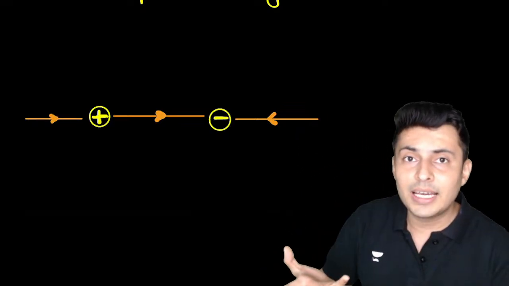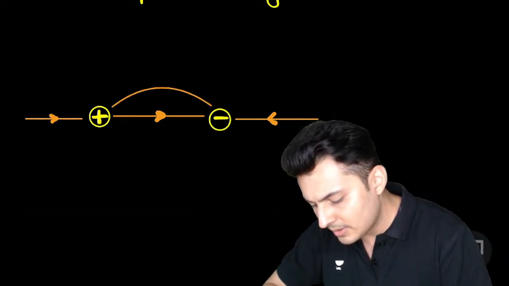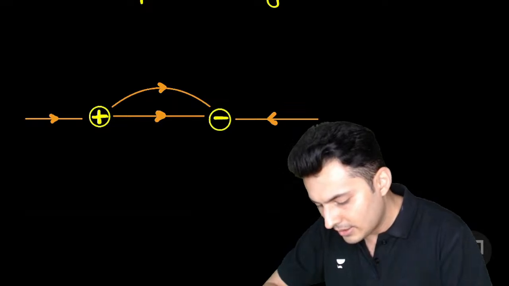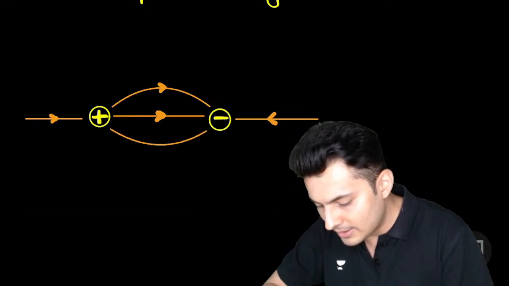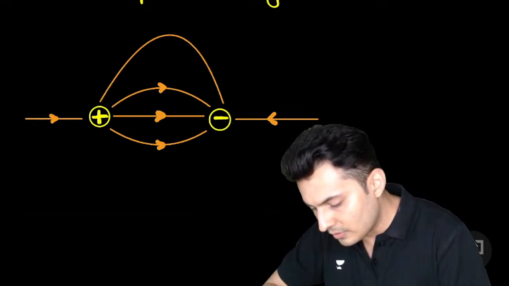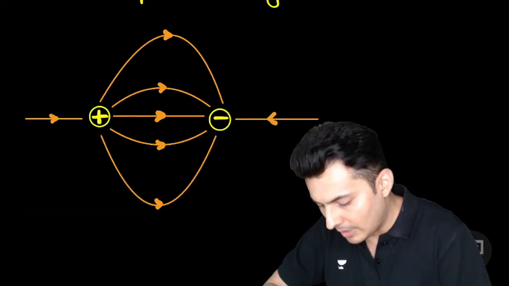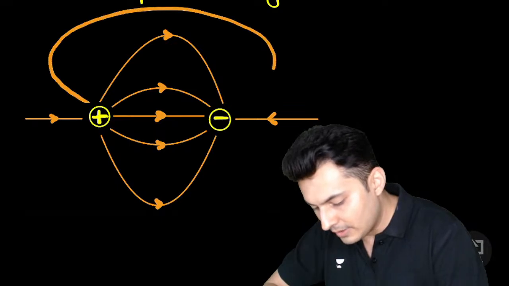The rest of the field lines will be curved in nature, like this, maybe even like this. This is how the electric field lines will probably look around this particular electric dipole. Some of them will be even like this.